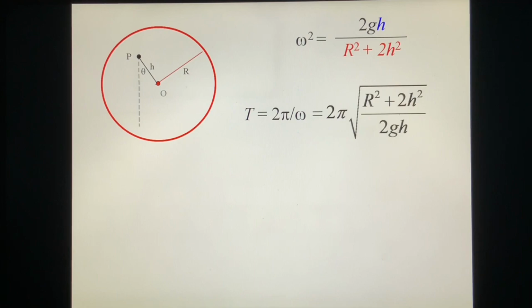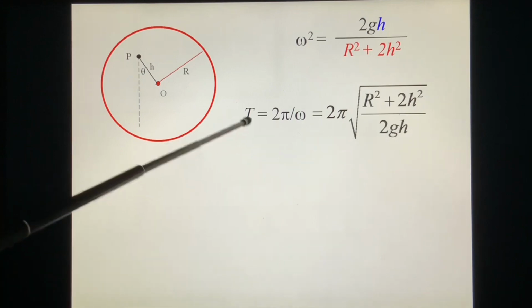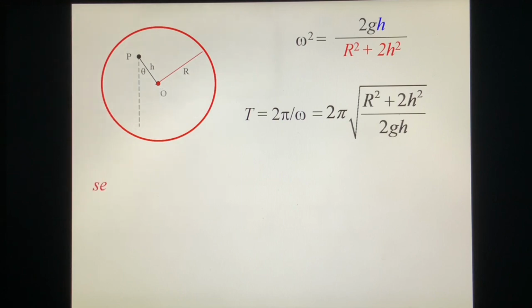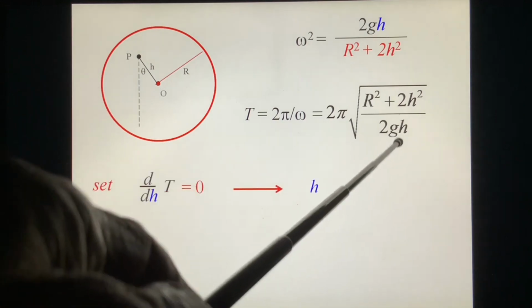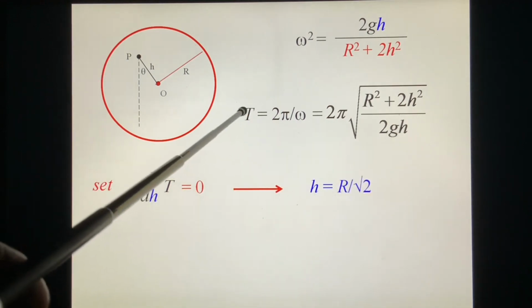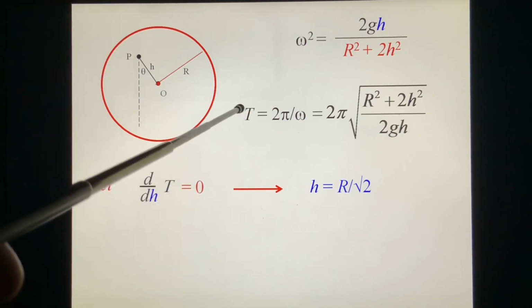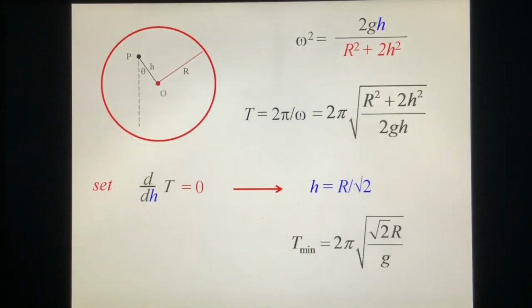Next, we want to find the time when h makes t minimal. So what we do, this is calculus. We set dt/dh equal to 0, and we find h equal to r over square root of 2. At this moment, t has a minimum or a maximum. Well, from physics, it is minimal. We put it inside, we get t. All of this is mathematics, calculus. I'm not going to get into the detail.